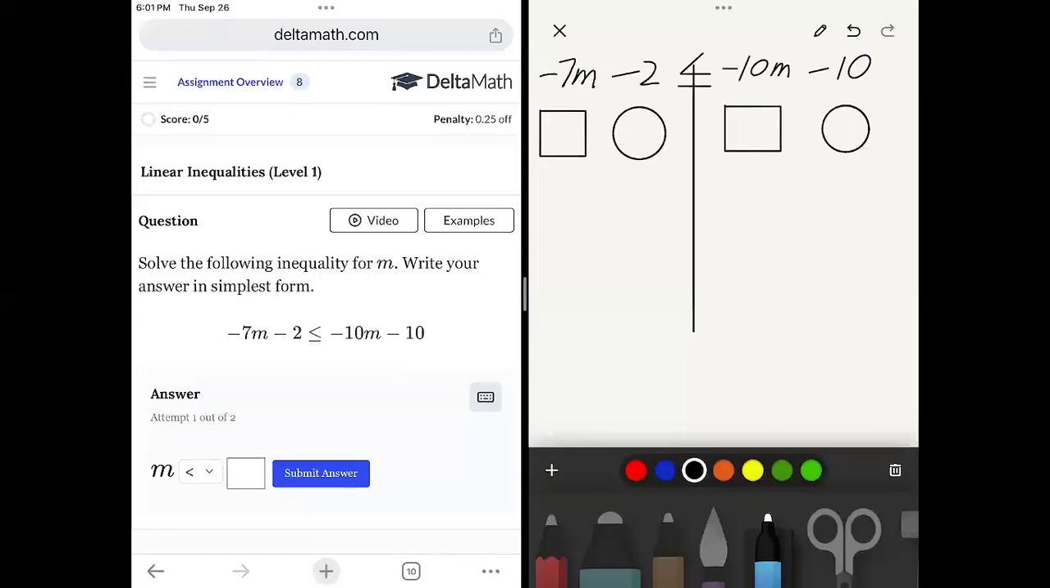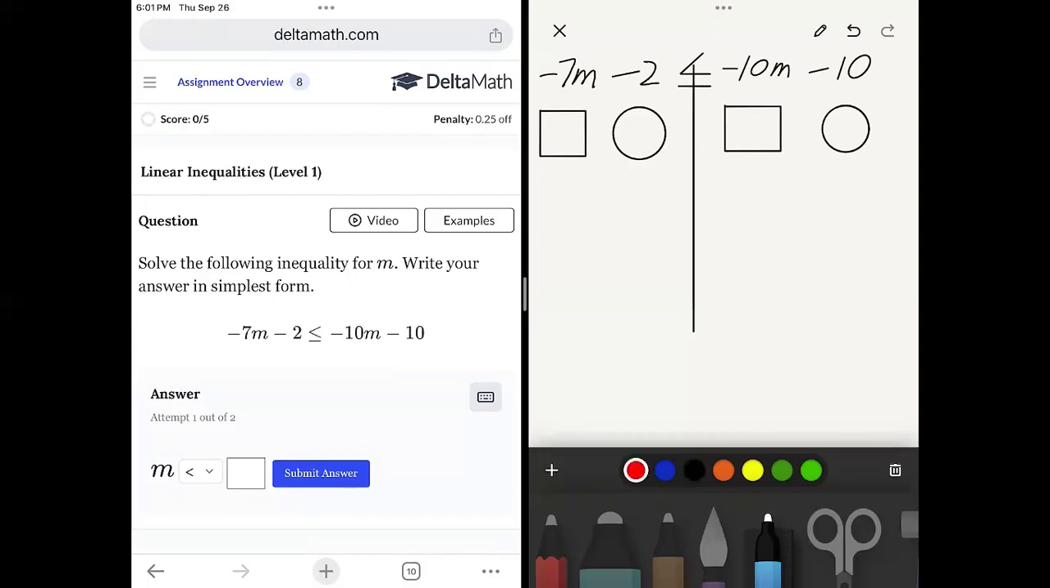I'm going to do two more questions from the Delta Math assignment that I assigned. These are inequalities, and they are basically the same as solving equations, with the one difference that I explained in the last video. So I'm going to get going on this.